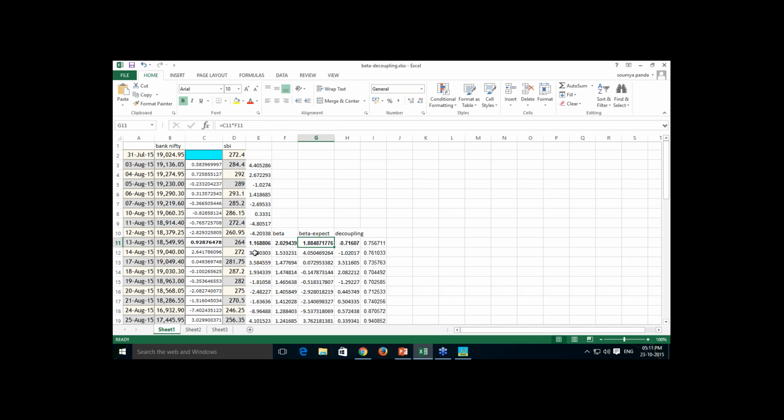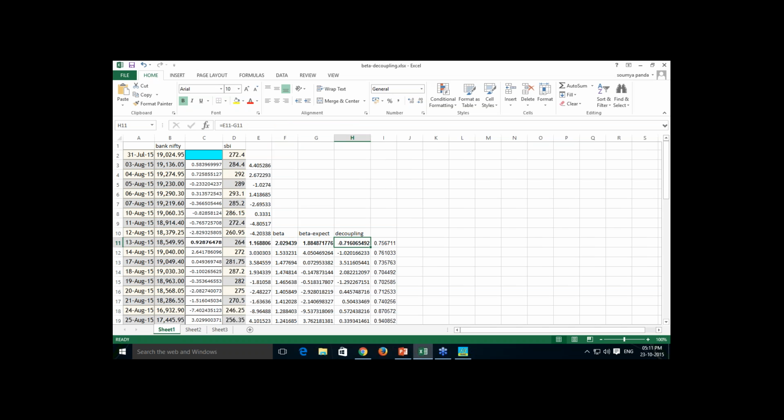But in actual, State Bank of India has moved by 1.16%. So how much is the beta decoupling or lagging? 0.71 percent of lagging is there. I have also taken correlation into account, which I will talk about in the last part. So on the first day, 13th August, we have got a decoupling of minus 0.71. This is not our comfortable zone.